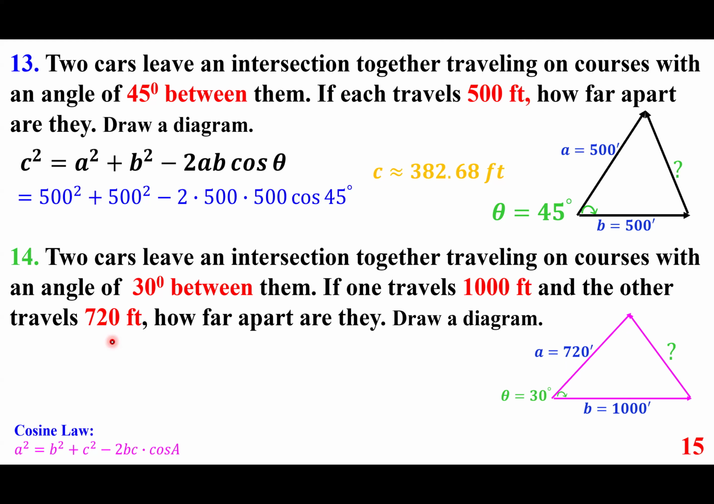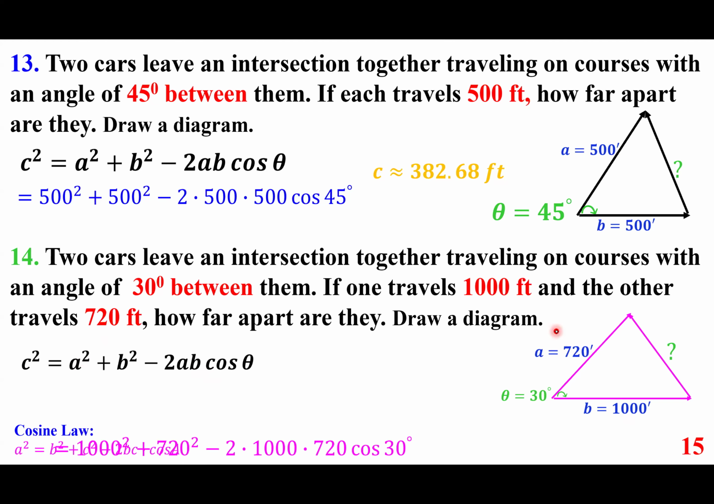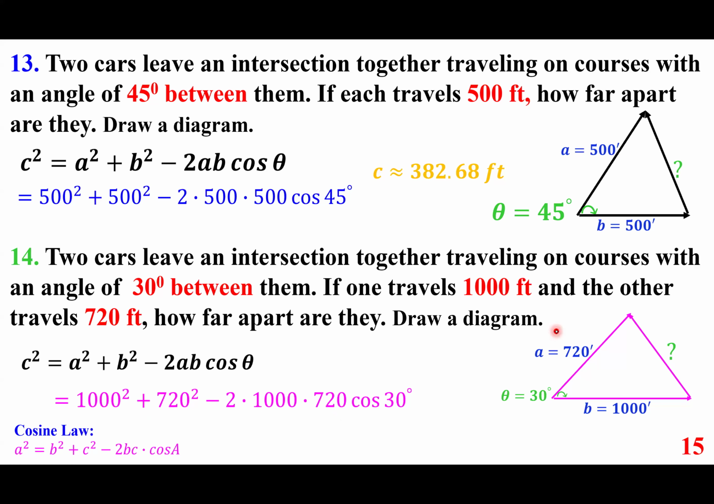Again, we are going to go with the cosine law. C squared is a squared plus b squared minus 2ab cosine theta. So we start with 1,000 squared plus 720 squared minus 2 times the product of the two and cosine of 30 degrees. And again, you can put it into a calculator. Both of these angles are common angles. This is square root of 2 over 2. This is square root of 3 over 2. But in any event, put it into a calculator and C becomes 520.89, almost 521 feet.